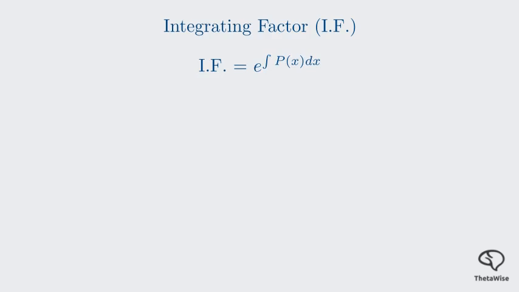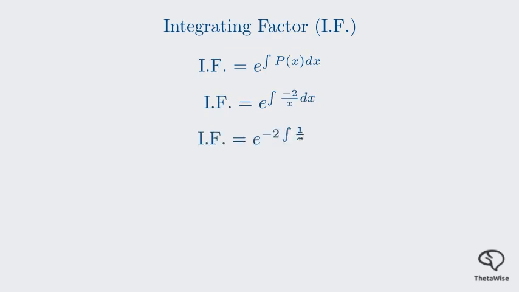Now that we have the equation in standard form, the next step is to find something called the integrating factor. The integrating factor, or IF, is a function that makes solving the differential equation much simpler. It's calculated using this formula, which you should memorize. The formula is e to the power of the integral of P with respect to x. Let's apply this to our problem. We've identified P(x) as negative 2 over x. So, our integrating factor is e to the power of the integral of negative 2 over x.